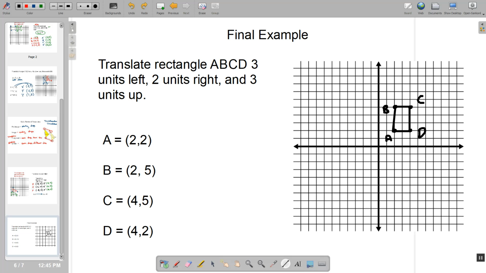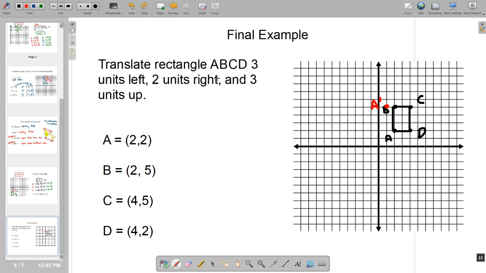Now let's do our transformation. Let's start with A. Let's move 3 units left, then 2 units right, and then 3 units up. So left goes 1, 2, 3, then back again, and then 3 units up. So our new A prime is right there.